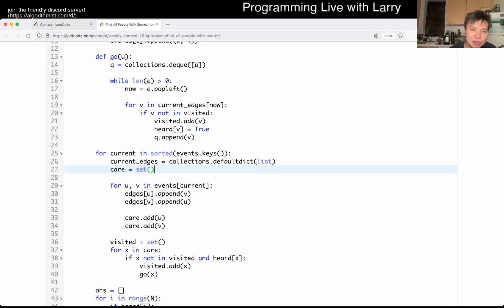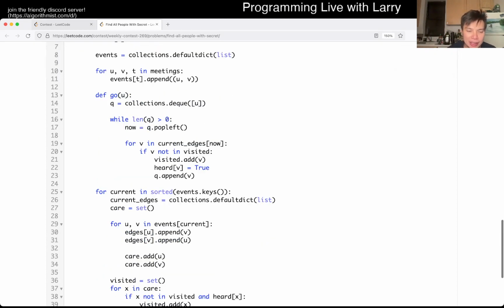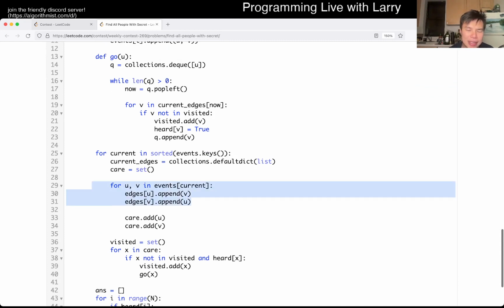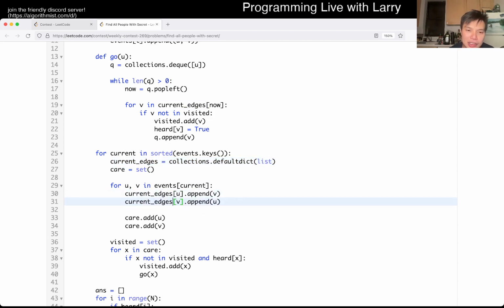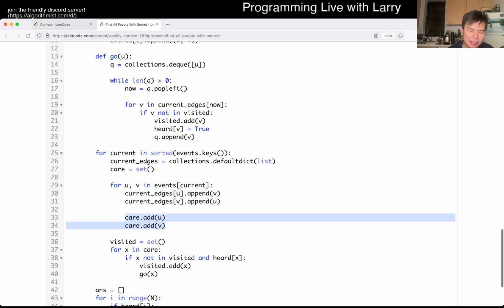Again, we do make sure. The reason why I have this care is because I did not want to do a linear type thing. I want to be linear in the size of the number of current edges, and not the entire n, right? So this is basically me creating an edge list of all the events that are happening at this time instance, and we mark that we care about these indexes.